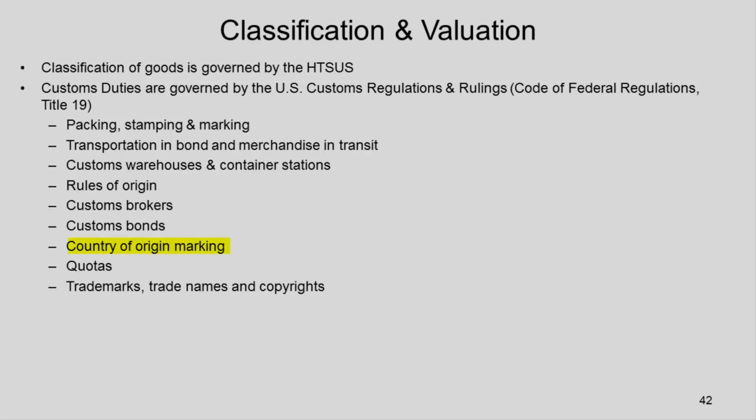Country of origin marking, we talked about that a moment ago. Quotas on products. Some products, particularly textile goods, agricultural, and some steel products, can be imported, but only in certain quantities at certain times of year. That's a quota. So we can only import 150,000 kilos of raw sugar or 150,000 tons of raw sugar from Brazil into the United States. That's a quota. All the rules for that are there. And then, of course, respect for trademarks, trade names, and copyrights. All the rules are there as well.